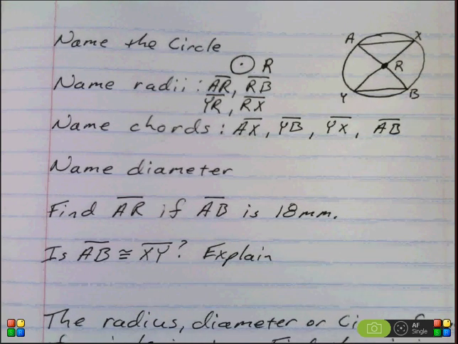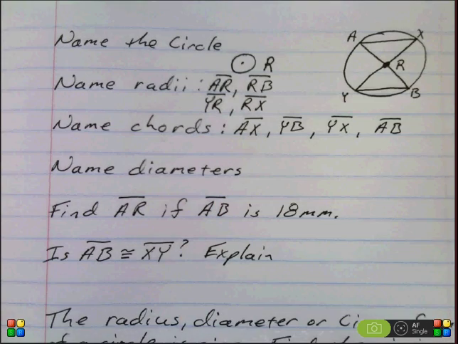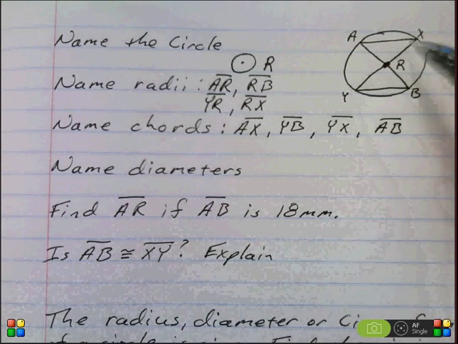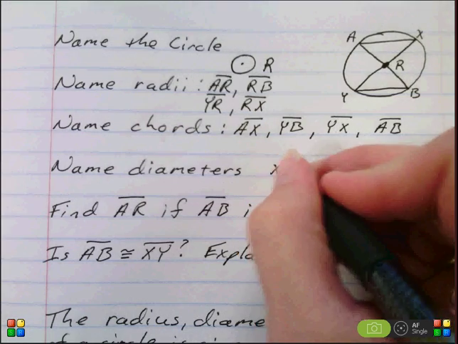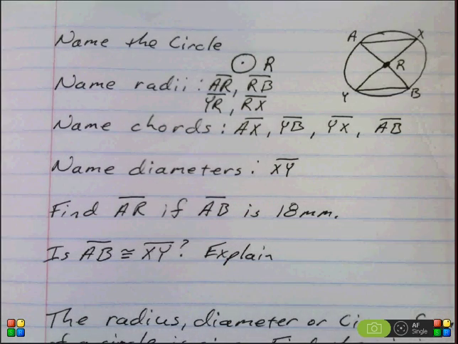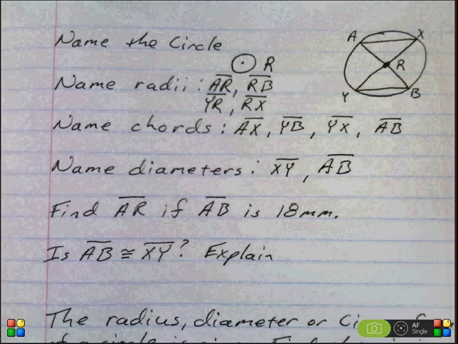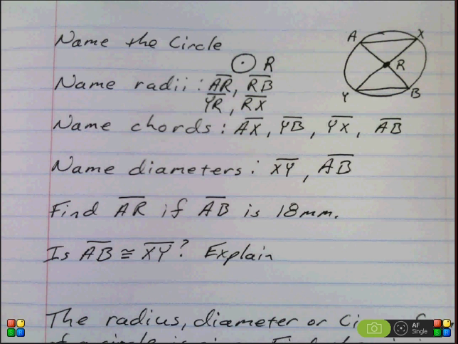Next, we're going to name the diameters. That should have an S. So one is XY, and we have another that cuts across through the center, that is AB. So those are our 2 diameters here.